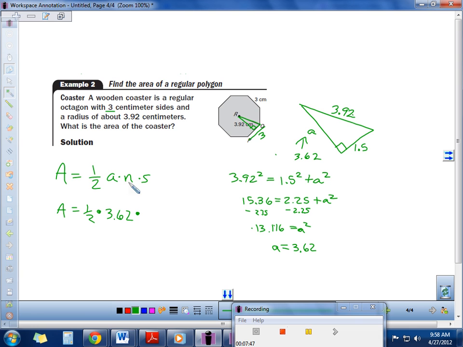N stands for what? Number of sides. How many sides do we have? Oh, it's an octagon, so that's 8 sides. And then S stands for side length. Length of one side. The whole side is 3. Multiply that. All right, so we get area is 43.44, and units on our answer? Great job, centimeters squared. Good job.